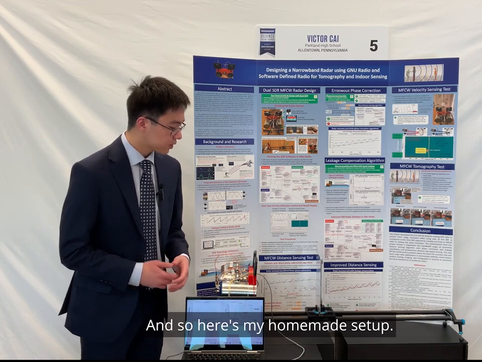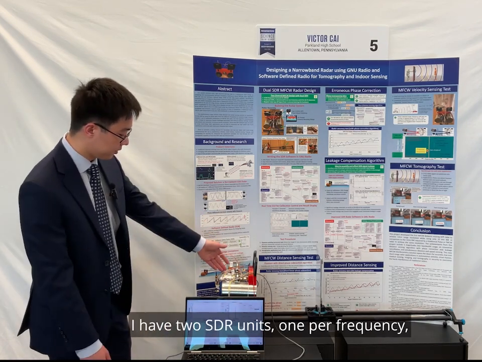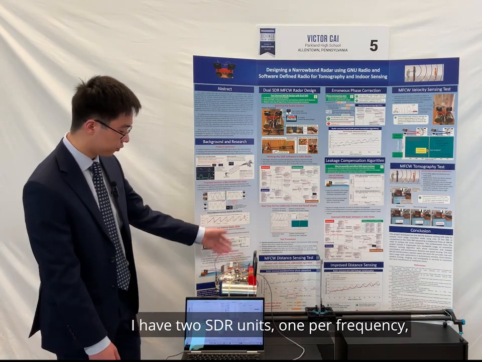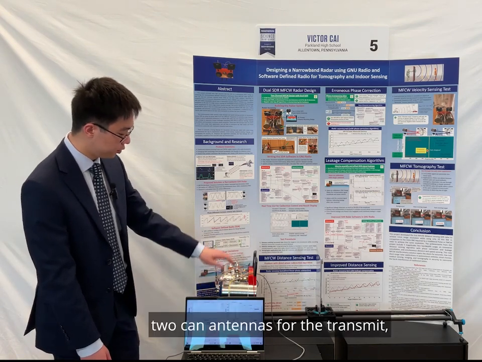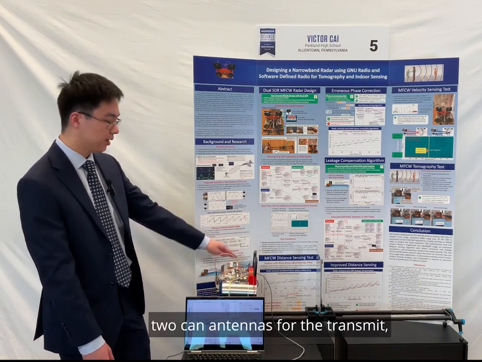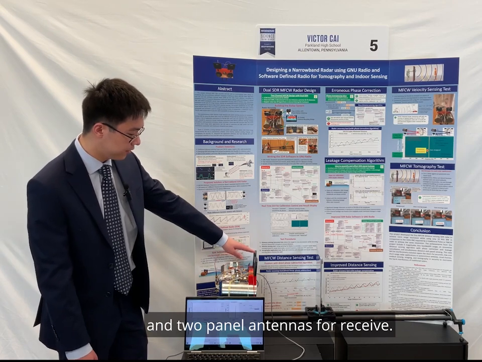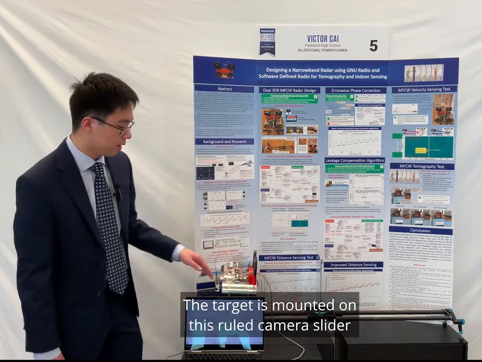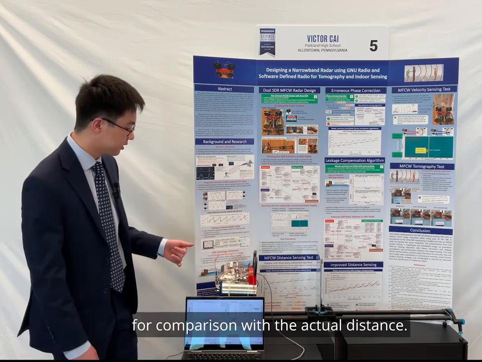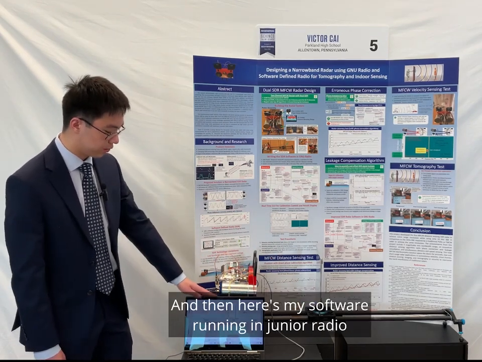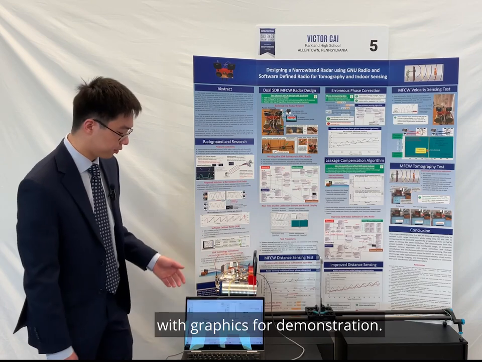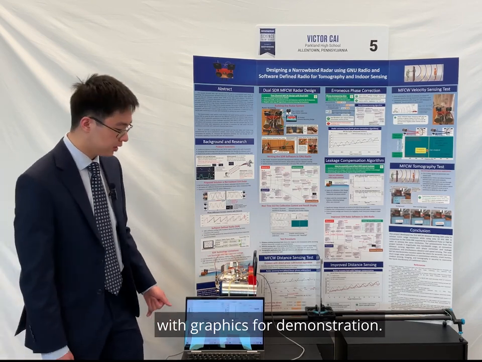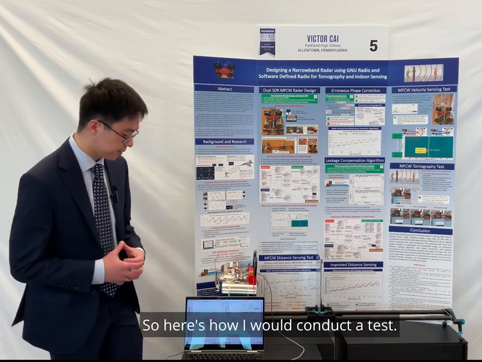And so here's my homemade setup. I have 2 SDR units, 1 per frequency, 2 CAN antennas for the transmit, and 2 panel antennas for receive. The target is mounted on this ruled camera slider for comparison with the actual distance. And then here's my software running in GNU Radio with graphics for demonstration. So here's how I would conduct a test.